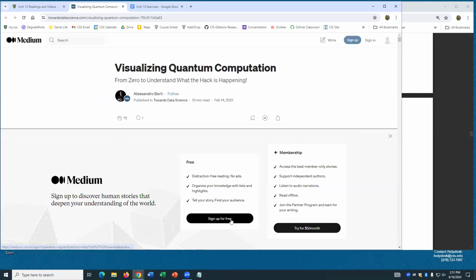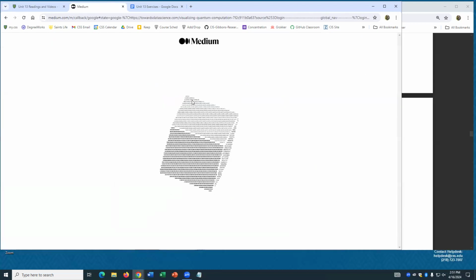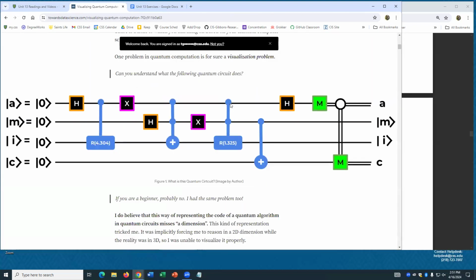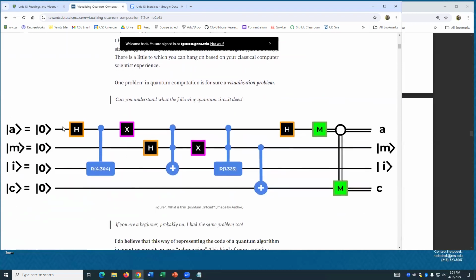Now one way I thought was a pretty good visualization of this is this Medium article. See if I'm signed in. Okay. And this is an example of an algorithm or a program in quantum work. This is what these tend to look like. They kind of remind me of Feynman diagrams, but that might not be a great example for you because you probably don't know what a Feynman diagram is either.